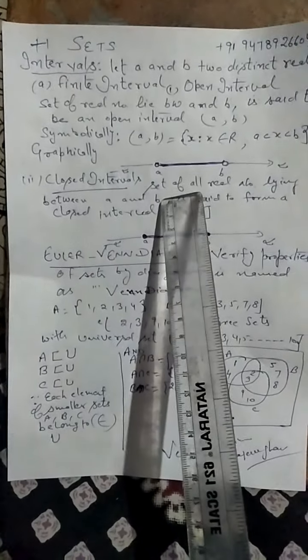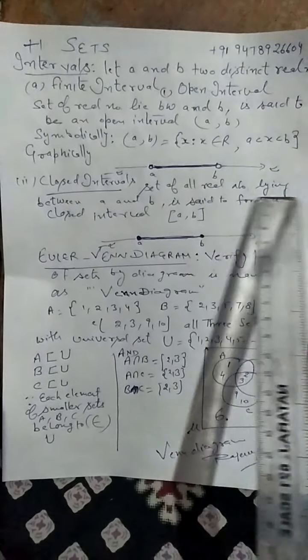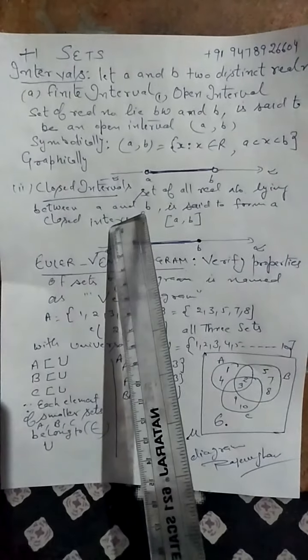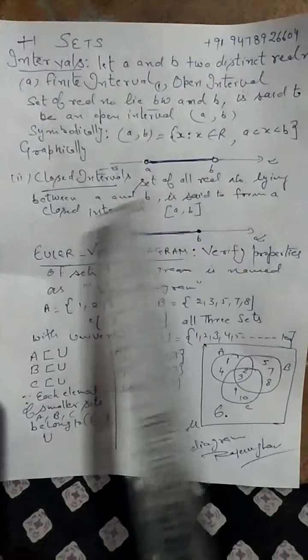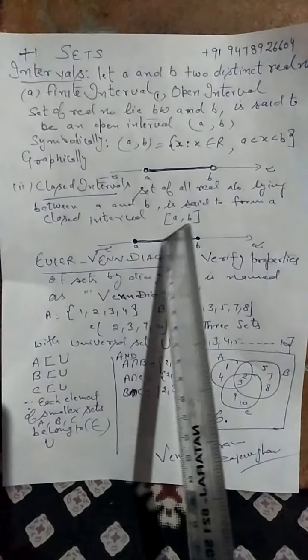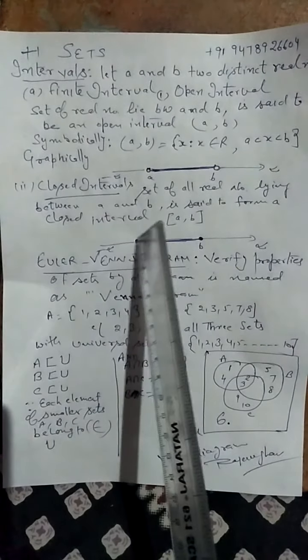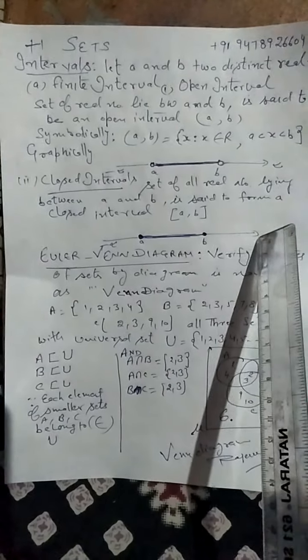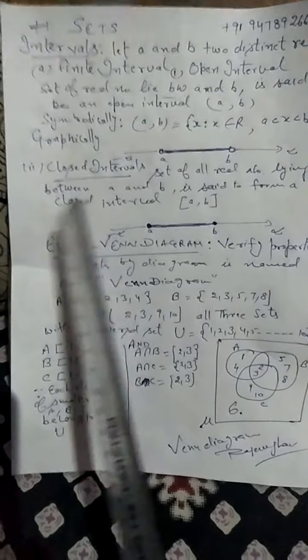Closed intervals: the set of all real numbers lying between a and b is said to form a closed interval, and a closed interval is represented with that kind of bracket. Graphically it is represented from a to b with a dark circle at a and b, going up to positive infinity and negative infinity.